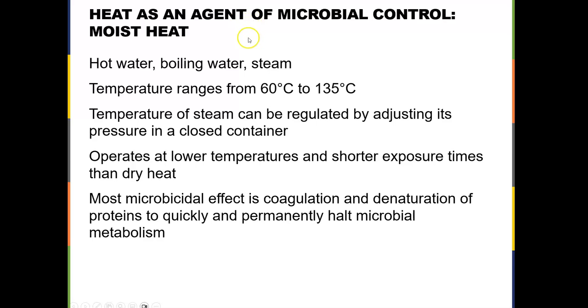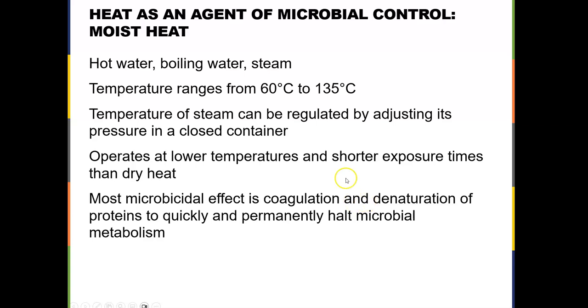So heat is an agent of microbial control. So we have moist heat, like hot water, boiling water, and steam. Temperatures range between 60 to 135 degrees Celsius. The temperature of steam can be regulated by adjusting the pressure, and that's where the autoclave comes in. So I'm going to show you guys the autoclave and how that works.